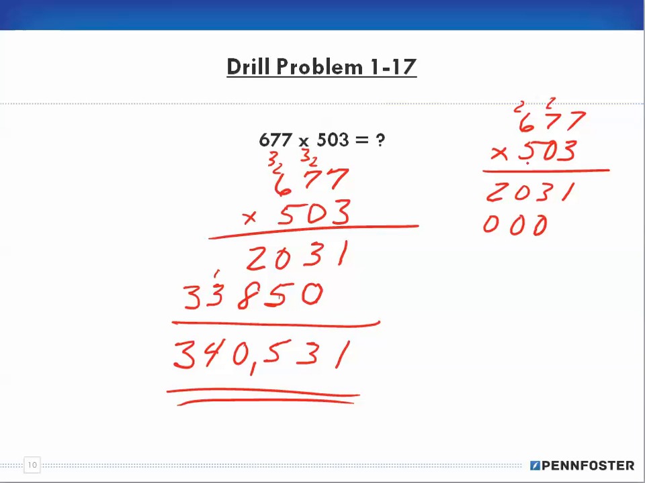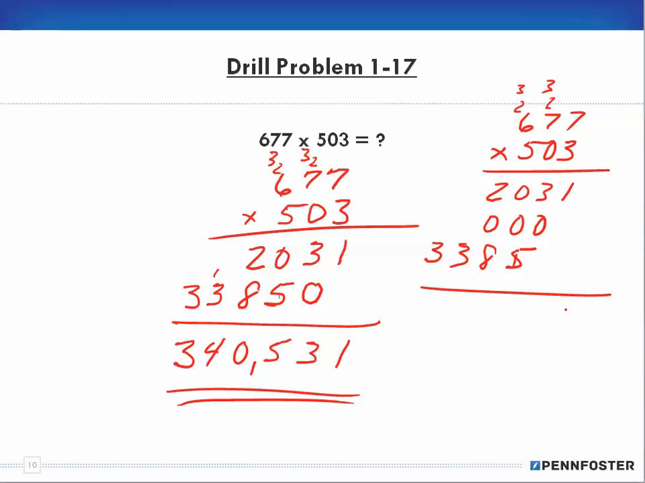But now when I go on and I start with the 5, notice I have to start here in the hundredths column, all right? So 5 times 7 is 35, carrying my 3. 5 times 7 is 35 plus 3 is 38, carrying my 3. 5 times 6 is 30 plus 3 is 33.